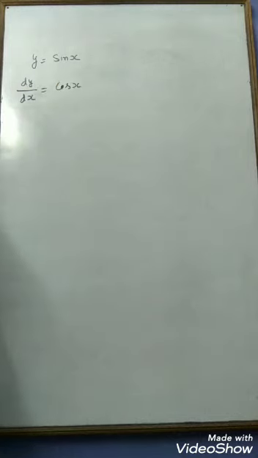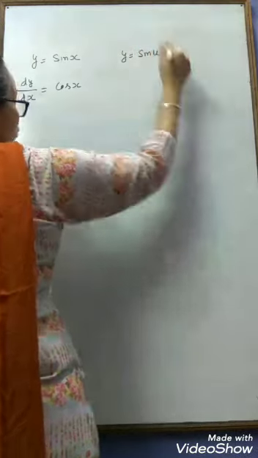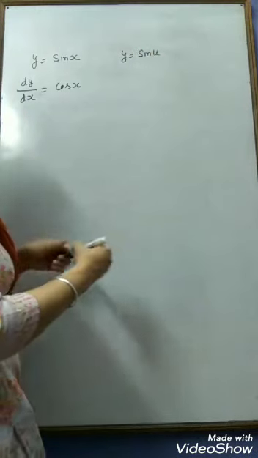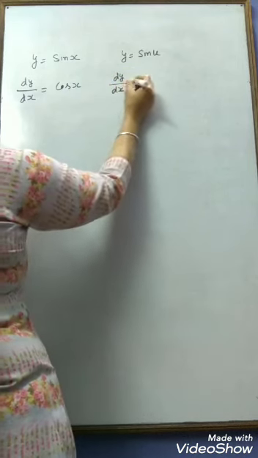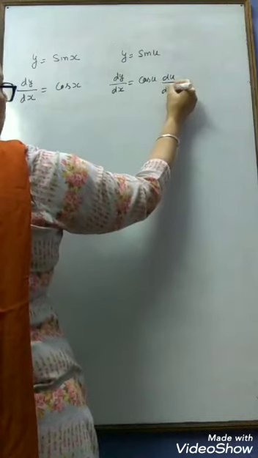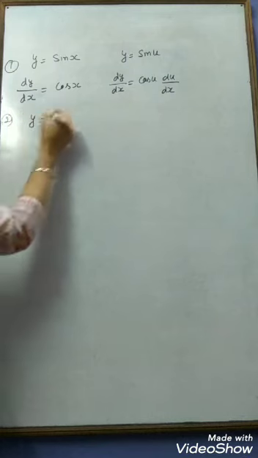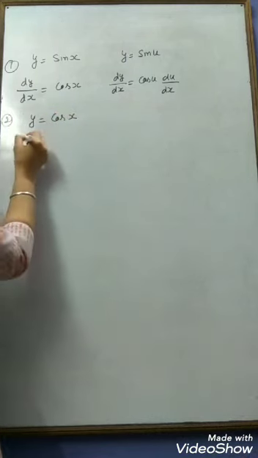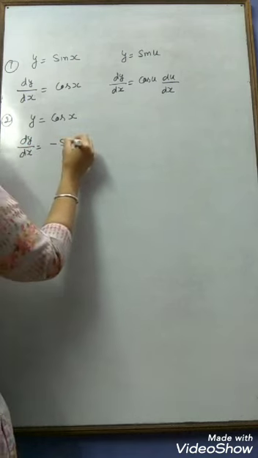You have to remember. What is the derivative of sine? Cos x. And if this is sine u, and u is again a function of x, then how do we write the derivative with respect to x? Cos u times the derivative of u.